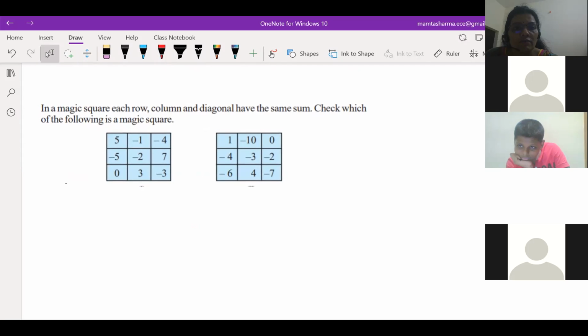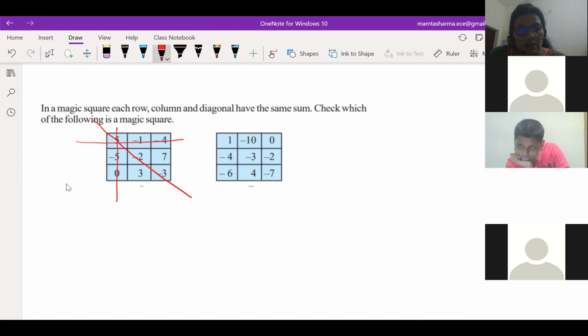Ma'am, the rows should be equal, the columns should be equal, the diagonal should be equal. Yes, it is a magic square. The sum of each row, the sum of each column, and the sum of the diagonal are all the same. Then it is a magic square.